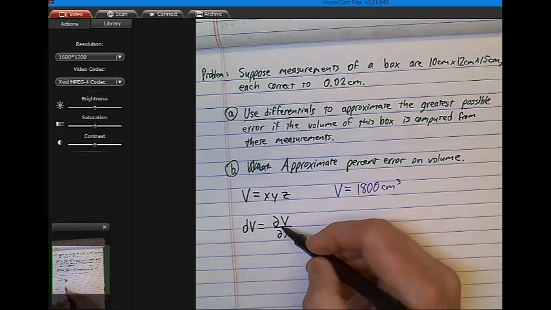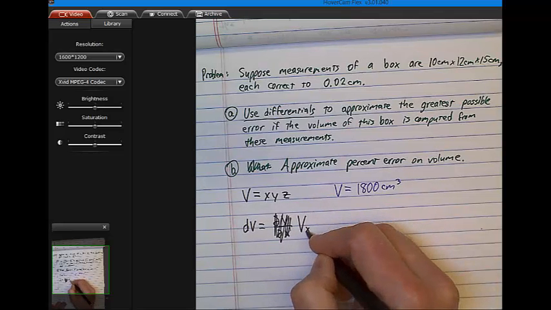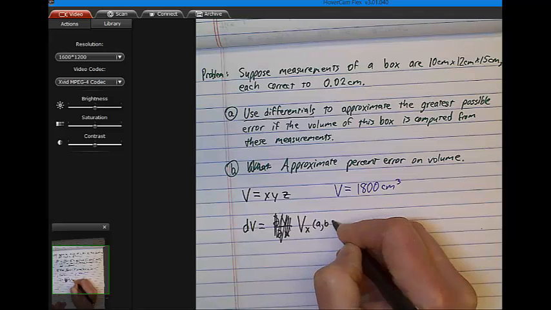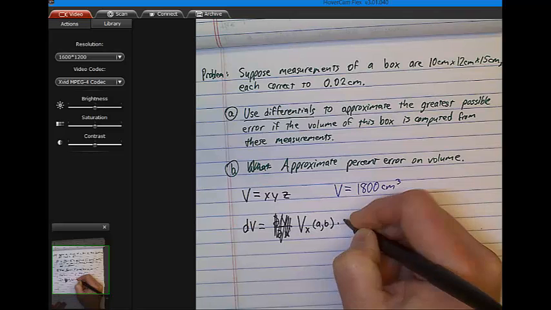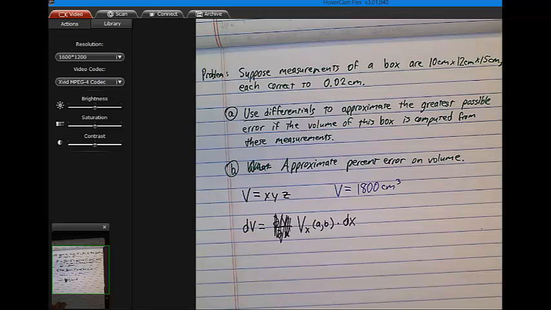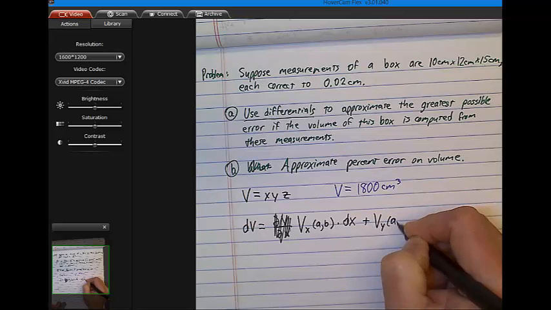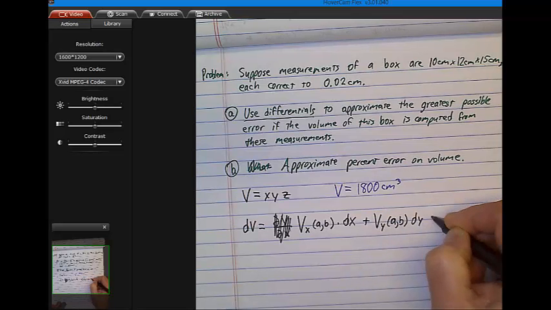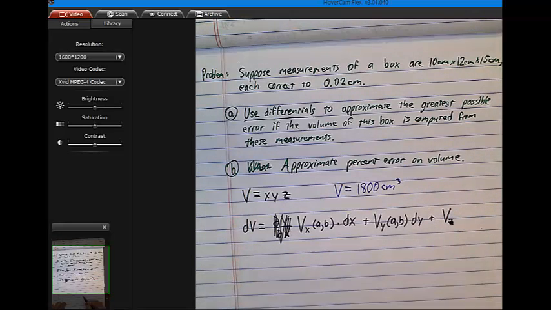I wrote it as, didn't I write it as Vx of AB? Isn't that what I wrote? So let's write it that way. Times dx, plus Vy of AB dy, plus Vz. Oh, and here's the thing, guys. I upped it a dimension without even consulting you guys.